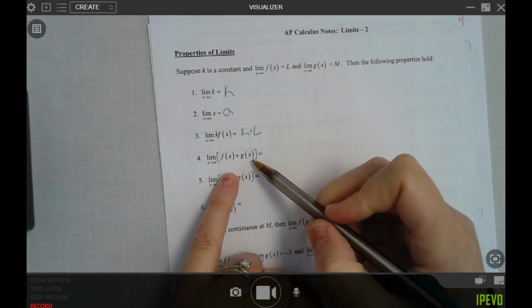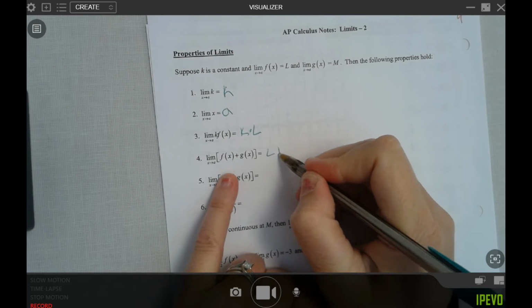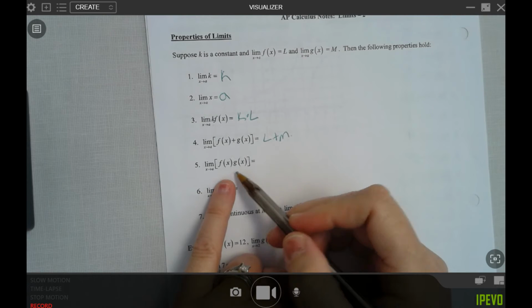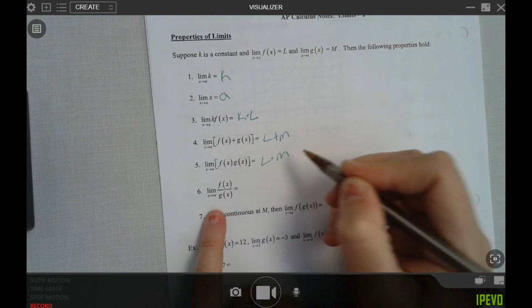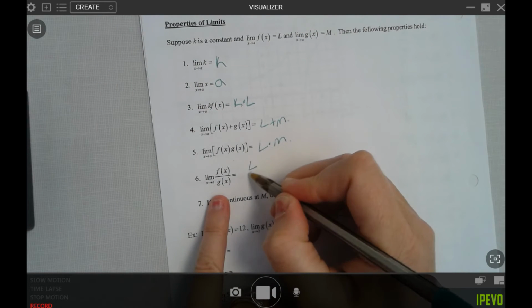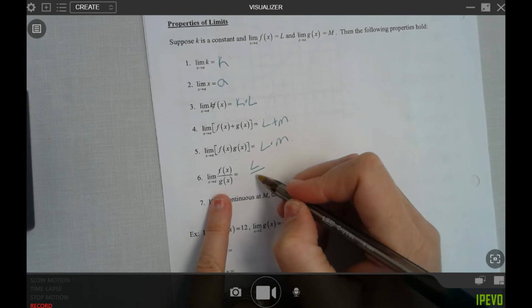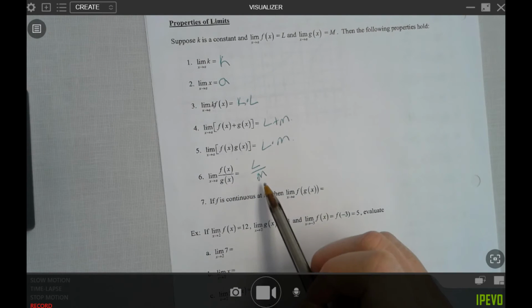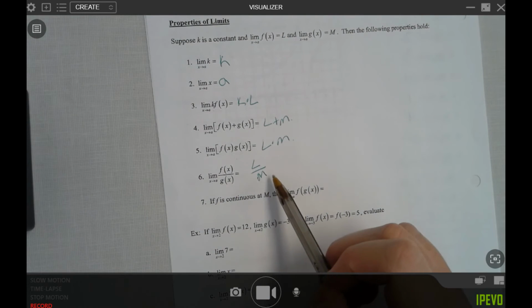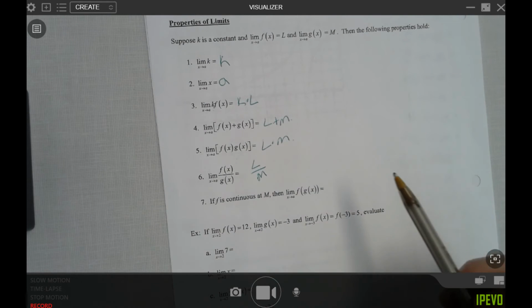It's just saying I can add my two limits. So I'm going to have L plus M. This is saying I can multiply my two limits. So I can multiply them. And this is saying I'm going to divide my two limits. Granted that g is defined, or that the M is not 0. So we have to make it have to be stated that that's not 0.